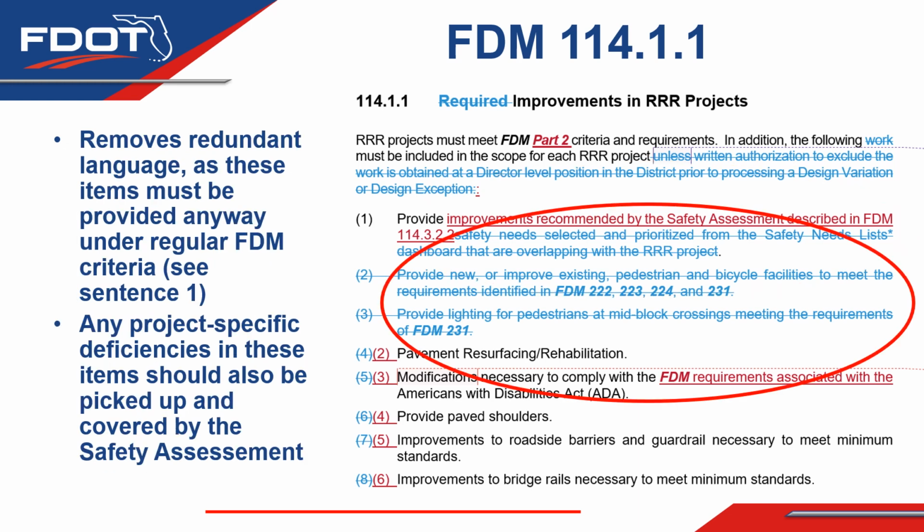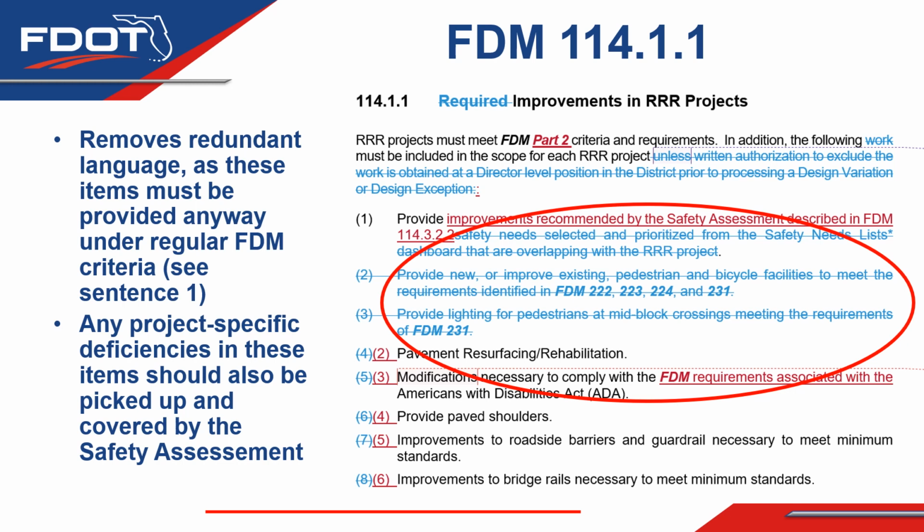And here's some additional redundant language that was struck for paragraphs 2 and 3, requiring you to provide new or existing pedestrian and bicycle facilities. That's already required in the FDM, so there was really no need to state it here again. Now, if you are on a project and there are any project-specific facilities like this that need to be upgraded or improved and they make their way into the safety assessment, then you would have to go back and look at them more specifically.